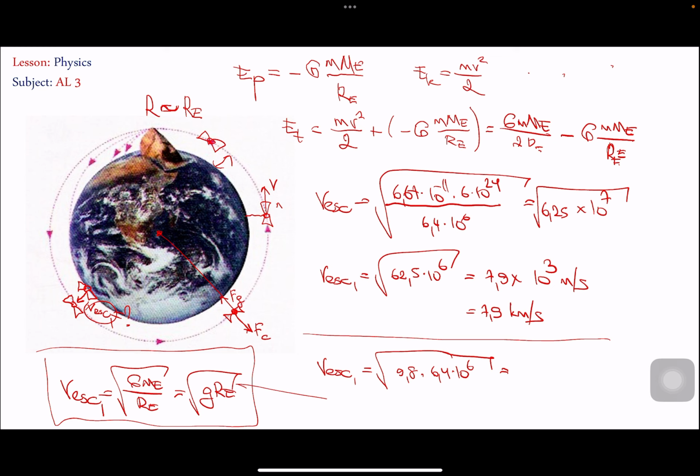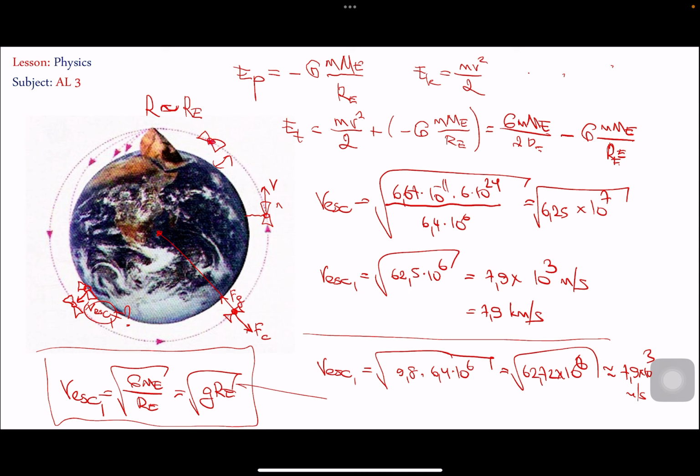So the 9.8 I have to multiply by 6.4, and that will give me 62.72. 62.72 times 10 to the power of 6. Sorry. So if I take the root of this, again, it will be 7.9 times 10 to the power of 3. So you see here meter per second. So that will be exactly the same number.